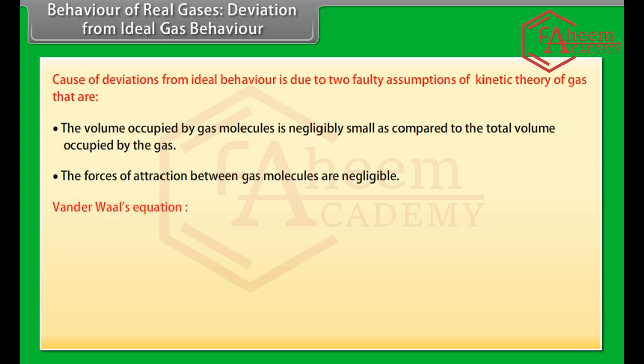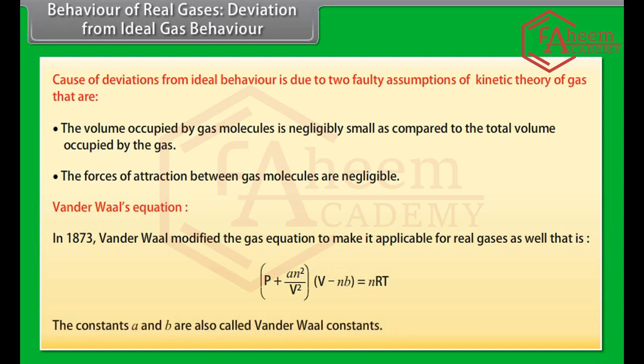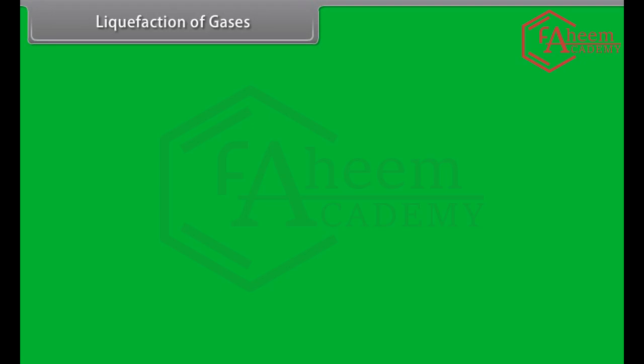Van der Waals equation. In 1873, Van der Waals modified the gas equation to make it applicable for real gases as well. That is, (P + an²/V²)(V − nb) = nRT. The constants a and b are also called Van der Waals constants.